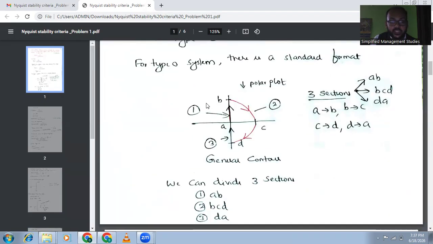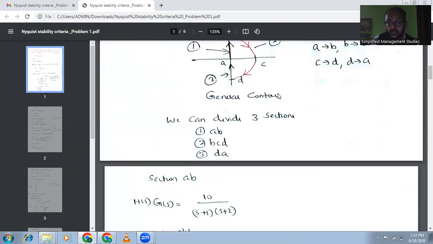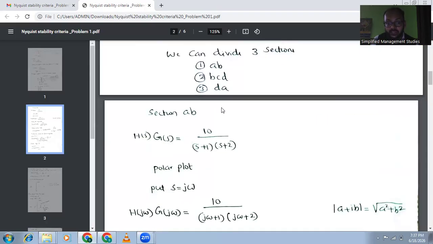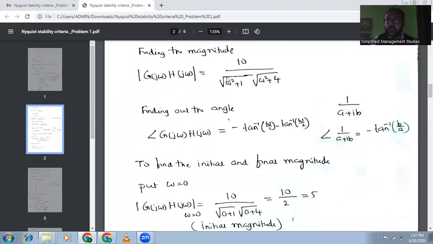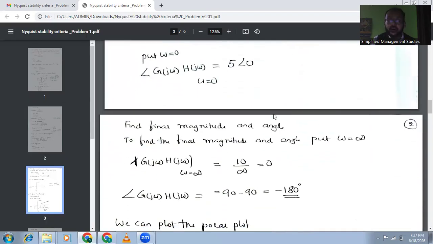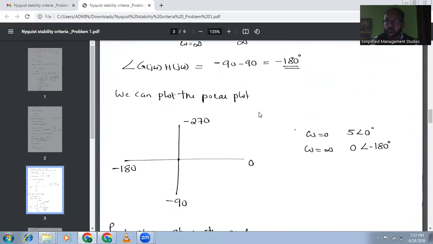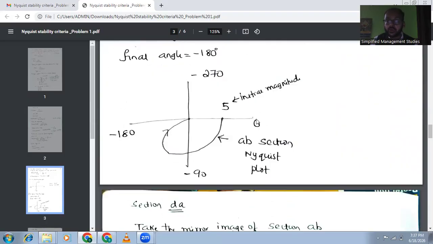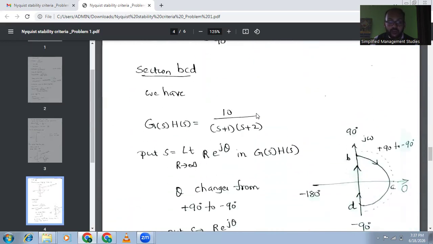So start the procedure with the type, then drawing the polar plot for the type 0 system. Later on, dividing the section and estimating the magnitude and phase for omega equal to 0 and omega equal to infinity. Then plotting the Nyquist plot for each section. Then in one case we are taking the mirror image also. Afterwards, S will be replaced by R e to the power j theta. You are applying the limit. That also we have done. Ultimately, we found that in the last section, the plot approaches 0.